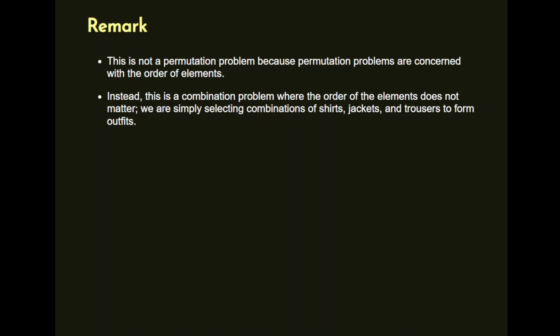Okay, so just as a remark, this is not a permutation problem because you're not concerned with the order of the elements, and this is a combination problem because the order of the elements does not matter. We're simply selecting combinations of shirt, jackets, and trousers to form outfits. So just remember that that's really one of the exercises: what is the difference between permutations and combinations, and how to recognize which is which?